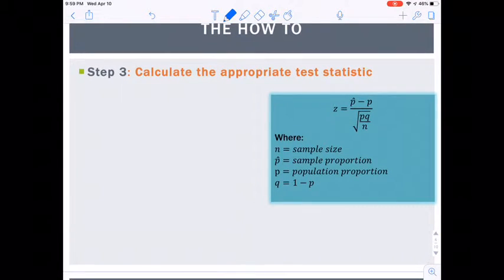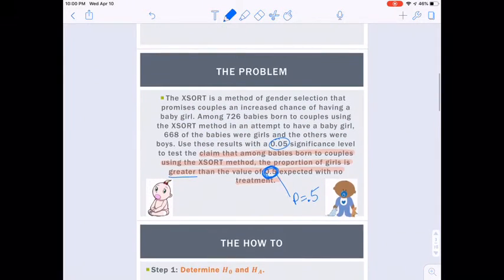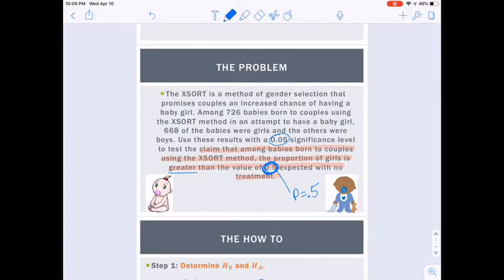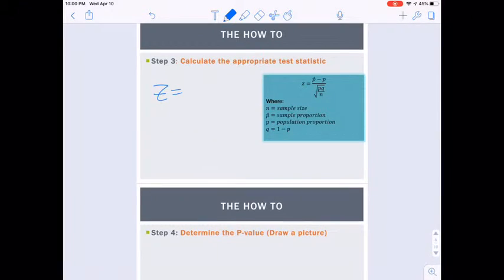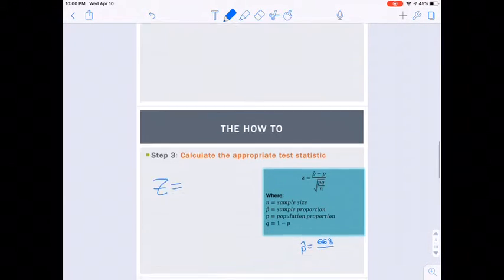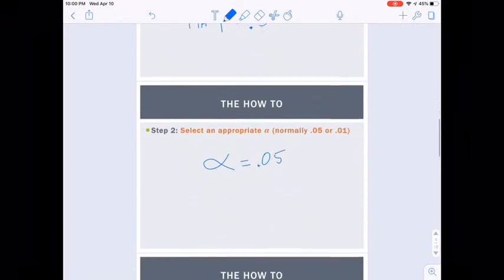So let's start plugging in what we know. Z equals P hat. Well, let's go back to the evidence of this problem. In this problem, they say 668 out of 726. So our P hat is going to be that. We're actually going to have to calculate it. I'm going to write this off to the side. P hat equals 668 divided by 726.